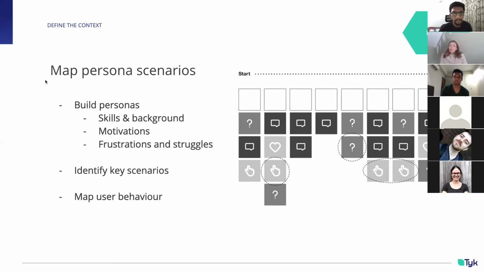Once you identify these key scenarios, you can start mapping them out. You pick a start point and an end point, and you can write down any questions users have, and any particular pain points users have in that scenario. This is what we call a journey map, where you map the user behavior. Visualizing it in some way helps you identify the key areas you can focus on in your solution.